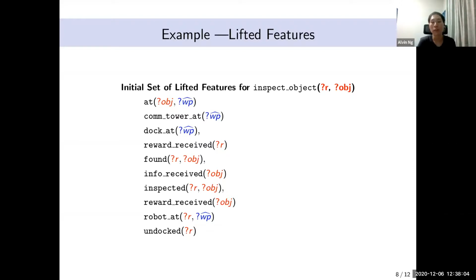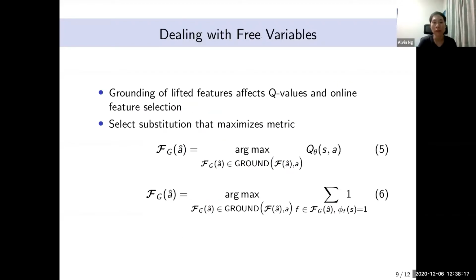These variables in blue, we refer to them as free variables, and we need to find a way to substitute them, as we need to ground the lifted features in order to determine the Q value. So the grounding of the lifted features is important as it affects the Q values and the online feature selection. We propose two considerations to select a substitution. First, we select a substitution that maximizes the Q value. This is similar in spirit to optimistic Q learning. The second criterion is that we could select a substitution that maximizes the number of active features.